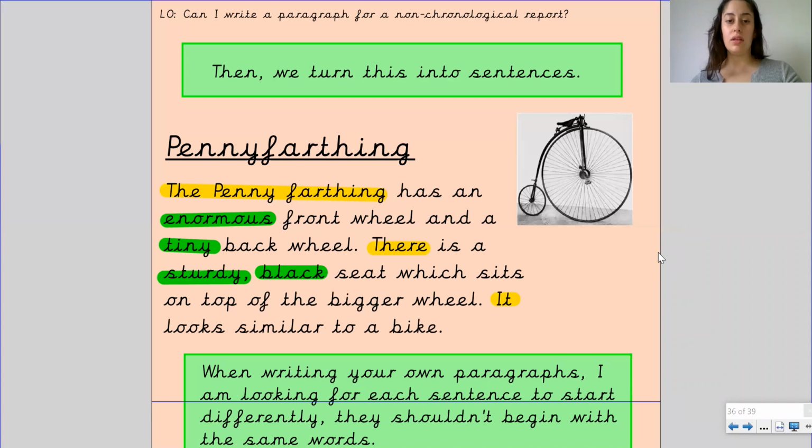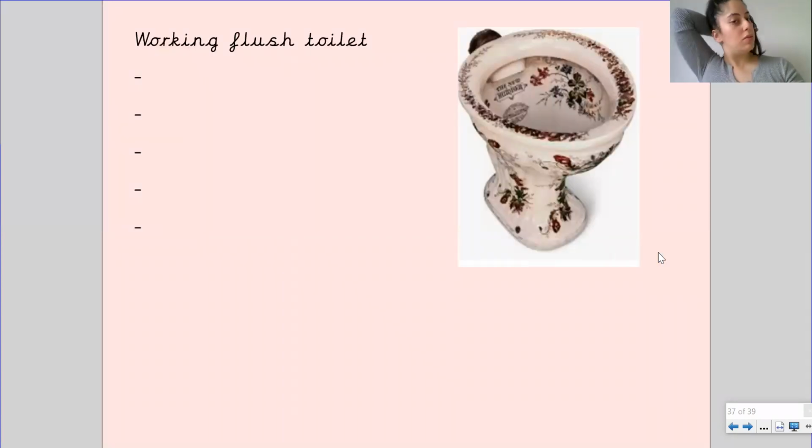Let's have a go at doing another one together before you move on to doing your own. So pause the video, and here we can see the working flush toilet. Pause the video and come up with just a few bullet points about how you could describe what the working flush toilet looks like, and play the video when you're ready. Okay, so what did you notice about how this working flush toilet looks? The thing that stands out to me the most is the floral pattern.